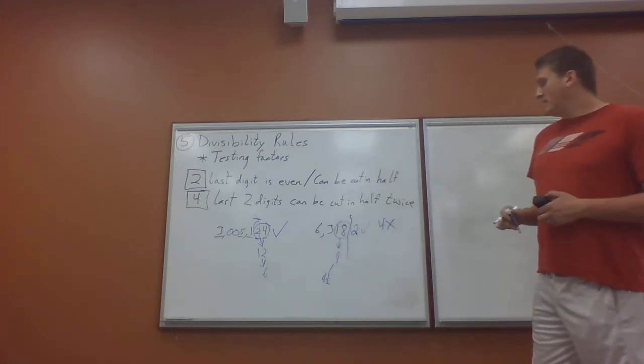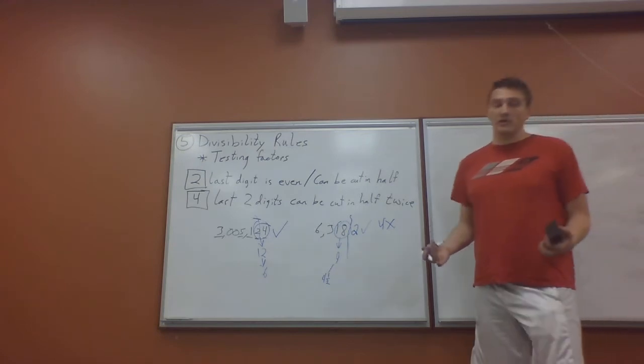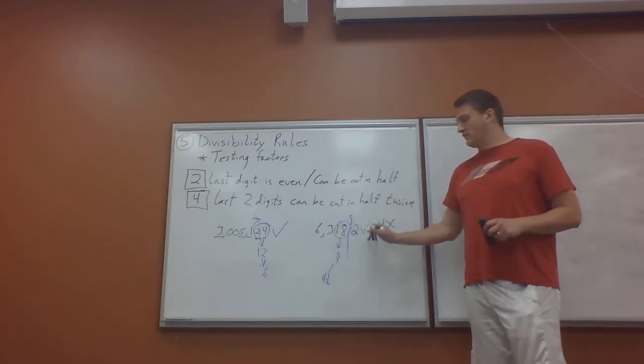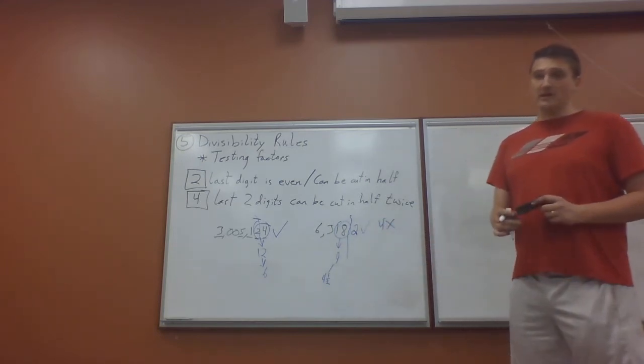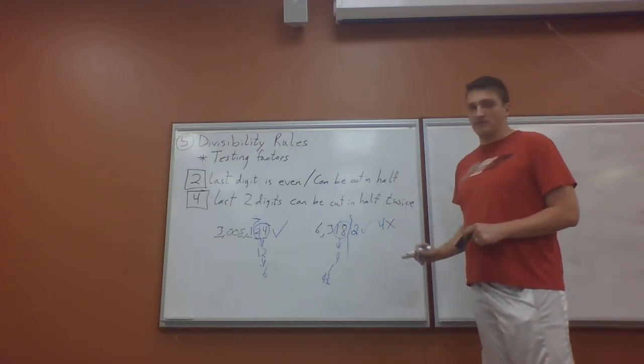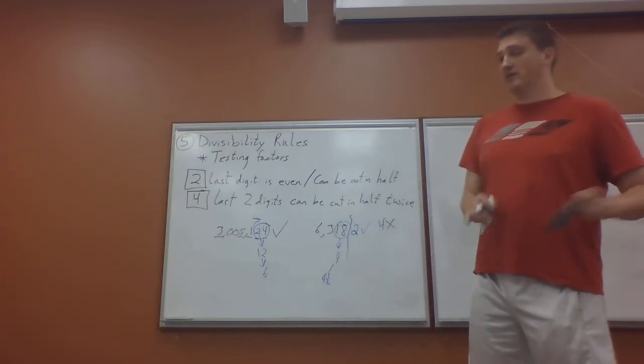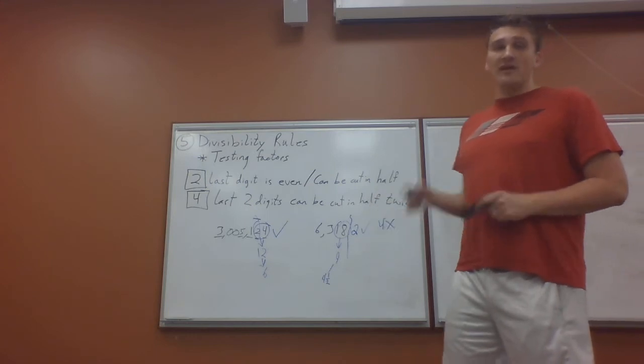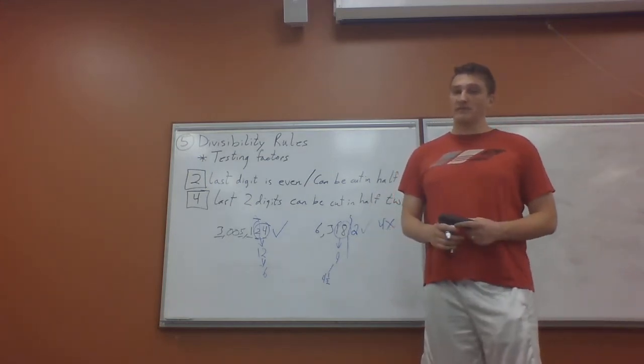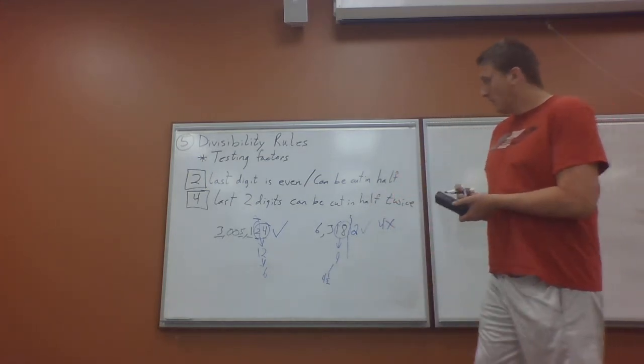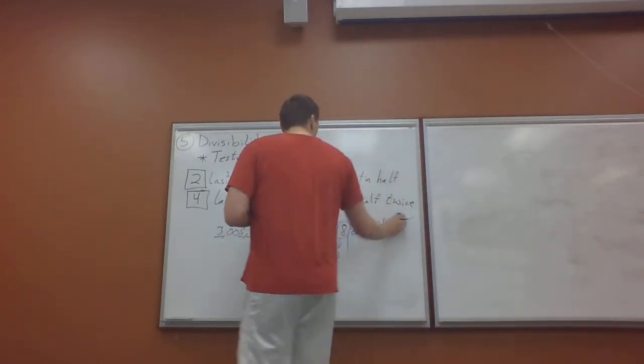So every even number will be divisible by 2, but every even number will not be divisible by 4. However, the opposite is true though. If it's divisible by 4, it absolutely is an even number. All right, I want to talk about divisibility by 3.